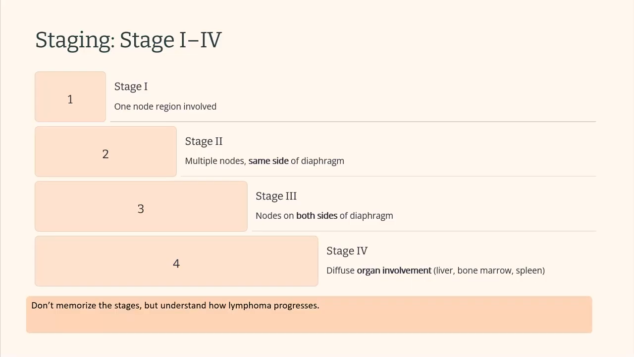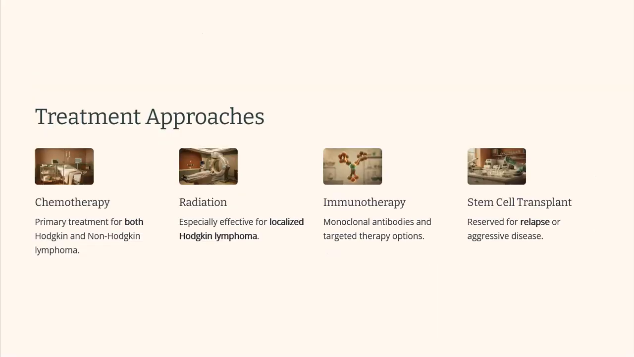Now, you don't need to memorize every detail of the staging, but you want to understand how this can progress. Initially, just one node region could be involved, then multiple nodes on the same side of the diaphragm, then nodes on both sides of the diaphragm, until there's diffuse organ involvement, including the liver, bone marrow, and spleen. Treatment depends on the type of lymphoma and the stage.